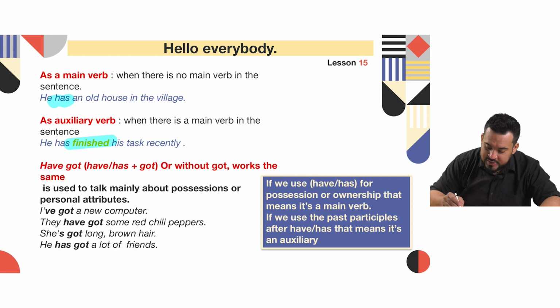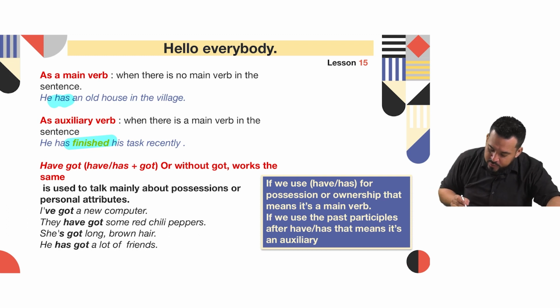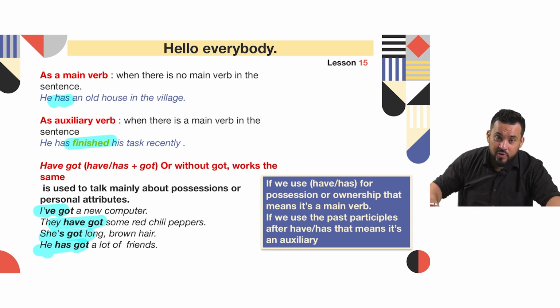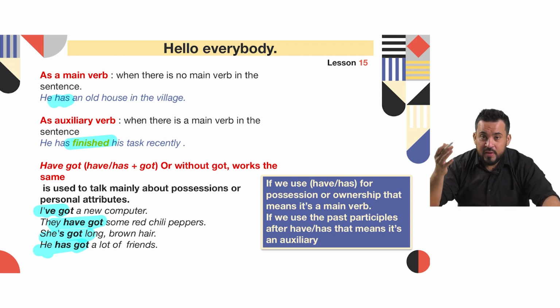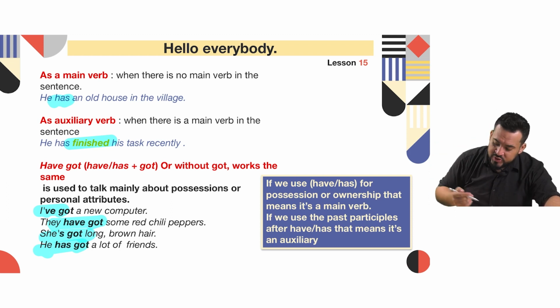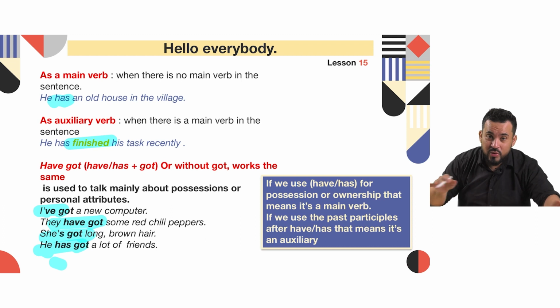Okay, so let's take a look at some examples. I've got a new computer. They've got some red chili. She's got long hair. He's got a lot of friends. So either personal attributes, it means something you have, or something you own. Possessions, we use have got and has got. And for those exact same sentences, we can just use have or has without the got.